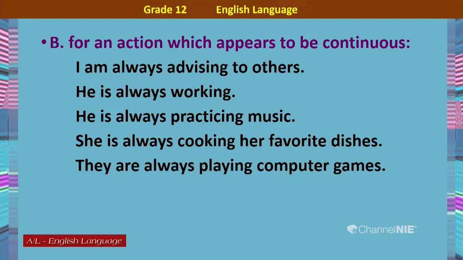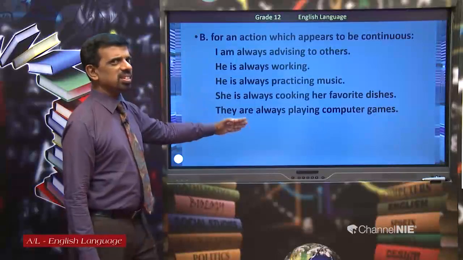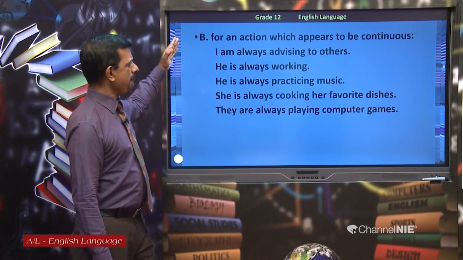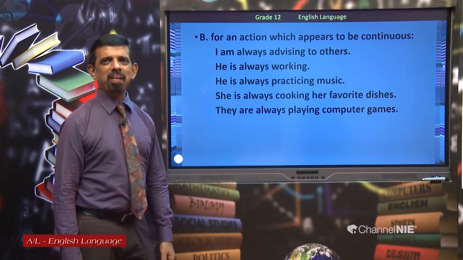Okay, again with always, for an action which appears to be continuous, which looks like an action that is taking place over a continuous period. I'm always advising others. He's always working. He's always practicing music. She's always cooking her favorite dishes. They are always playing computer games. When you look at these sentences, what do you feel? Are they compliments or complaints?